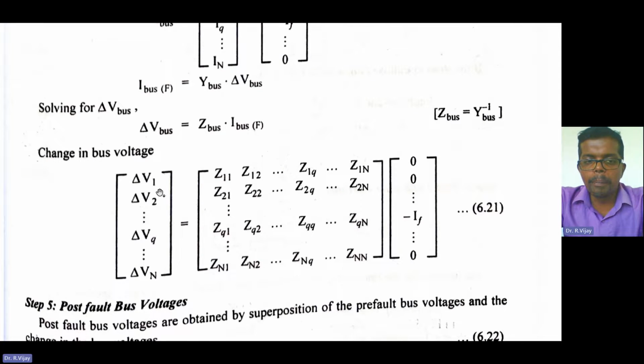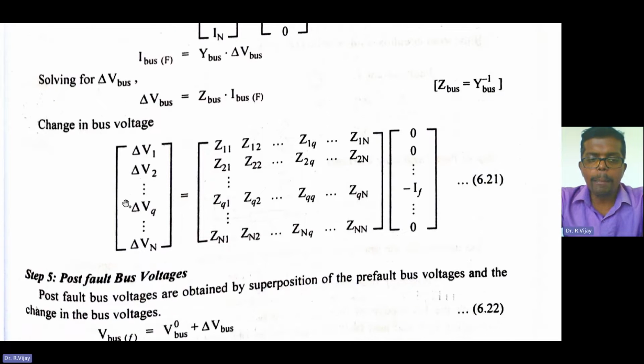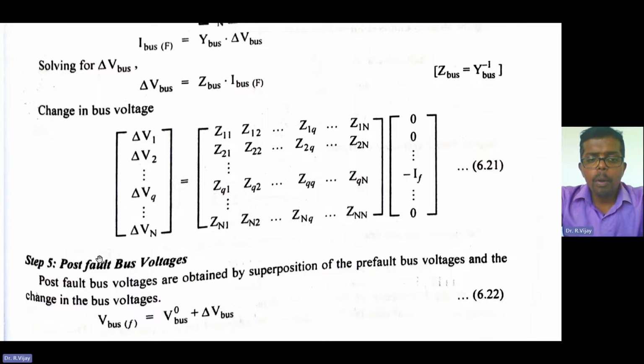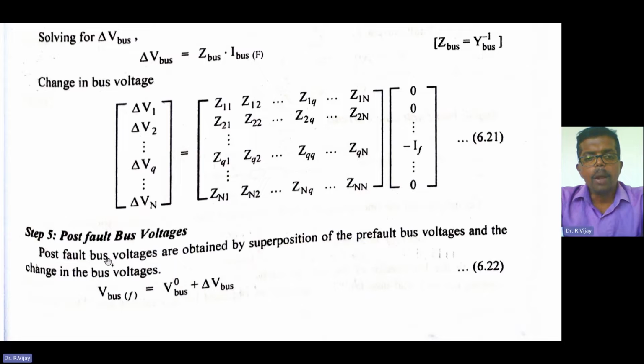This is step number 4, where we calculate the change in the bus voltage. Next, step number 5: the post-fault bus voltages. Post-fault bus voltages are obtained by superposition of the pre-fault bus voltages and the change in the bus voltages. Here, the system is complex.